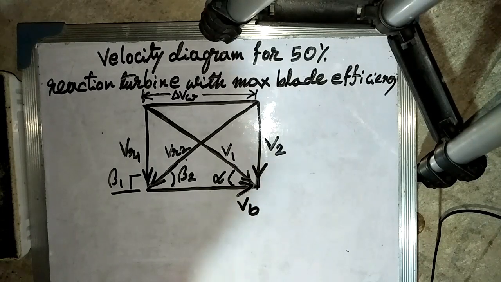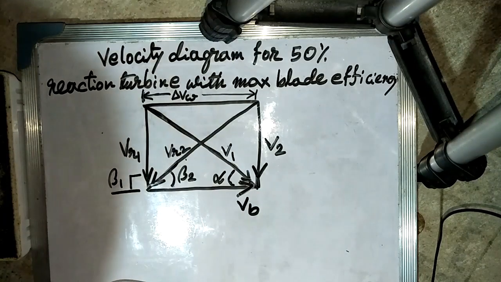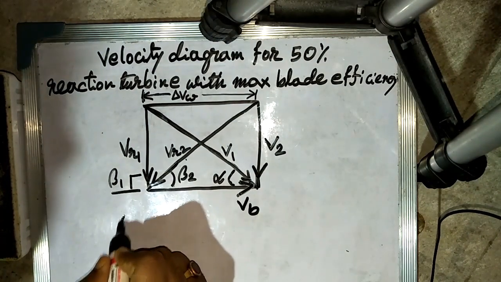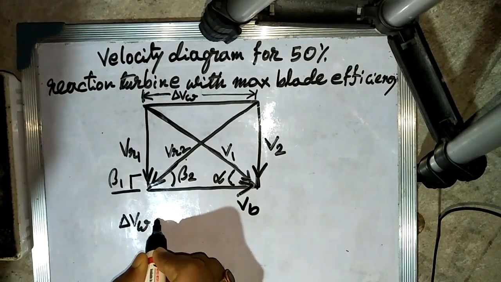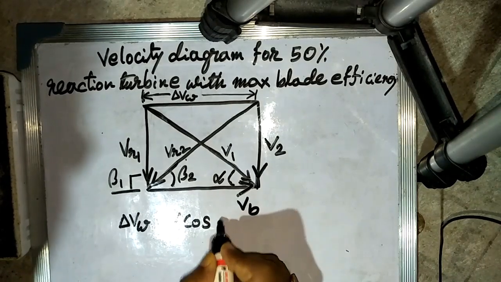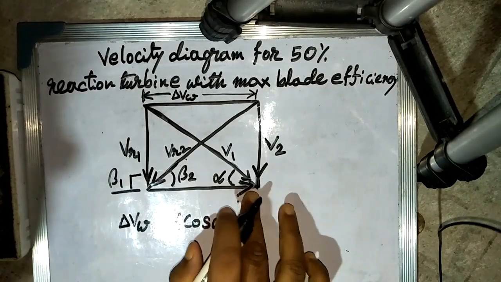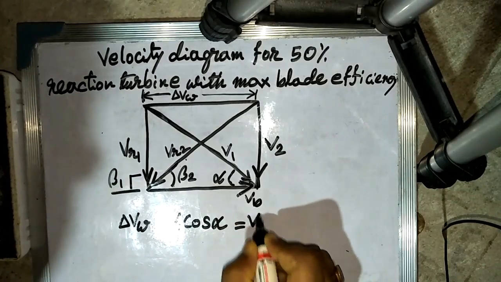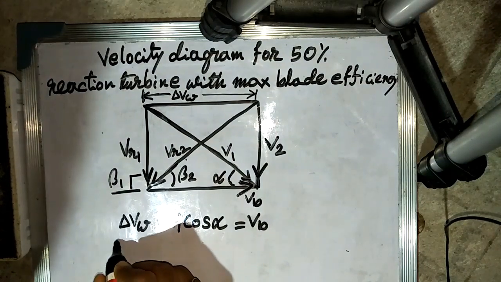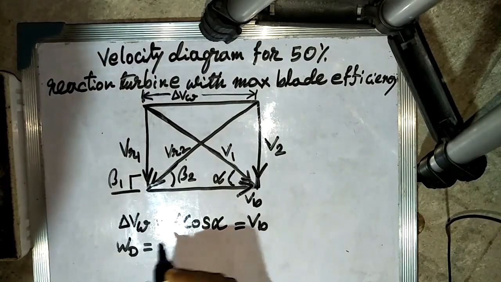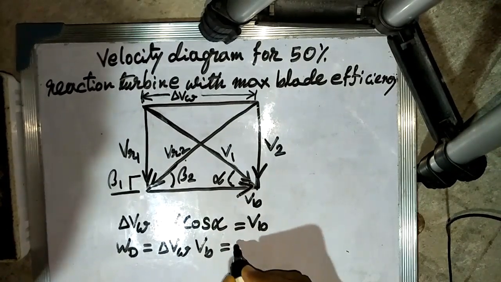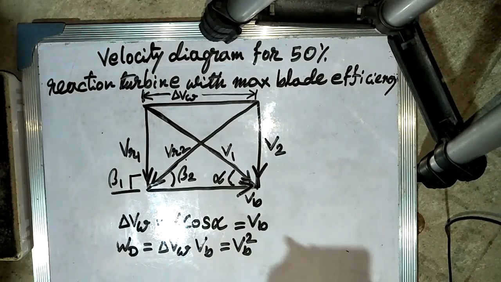As you can see, the value of beta 1 is 90 degrees obviously, and the value of del V omega is nothing but V1 cos alpha, and that is equal to VB. Also the diagram work, that is omega t, is equal to del V omega into VB, that is equal to VB square.